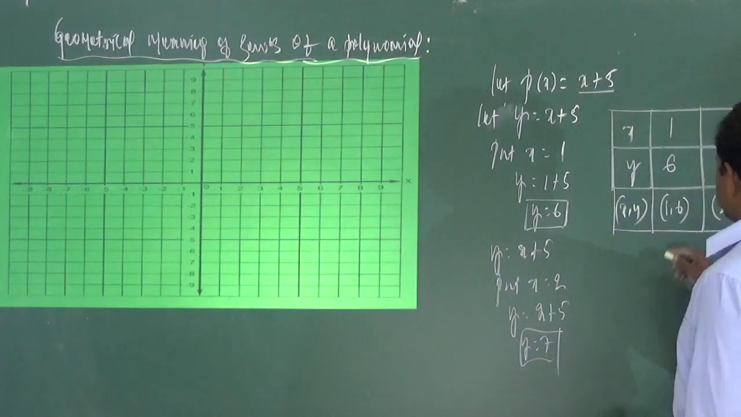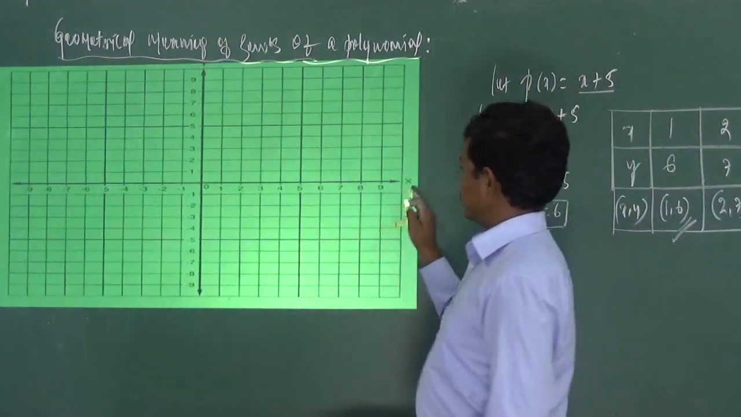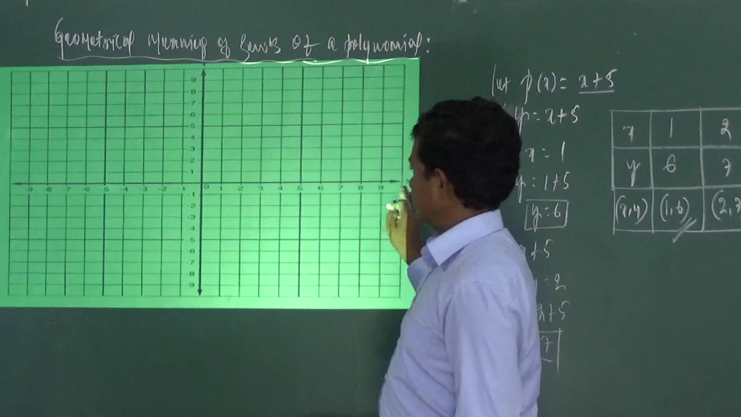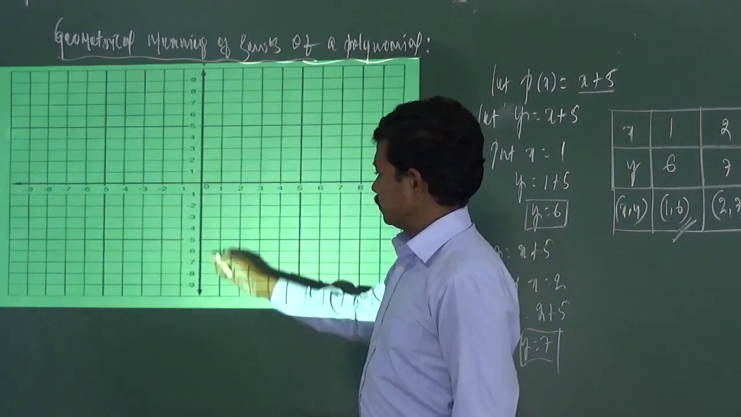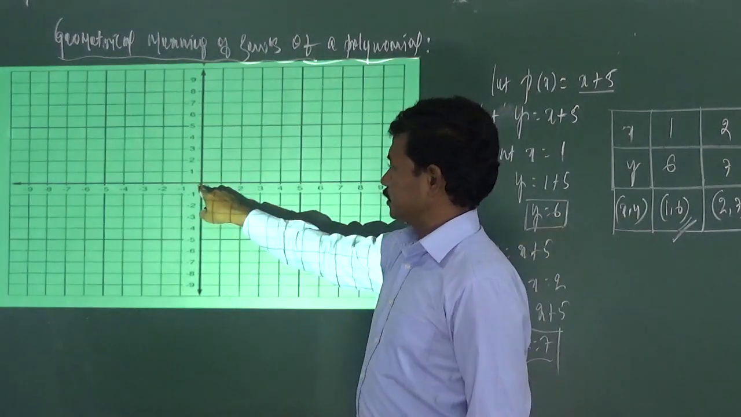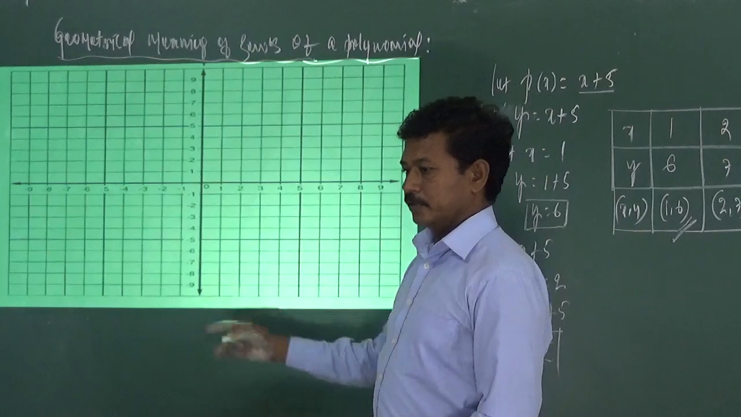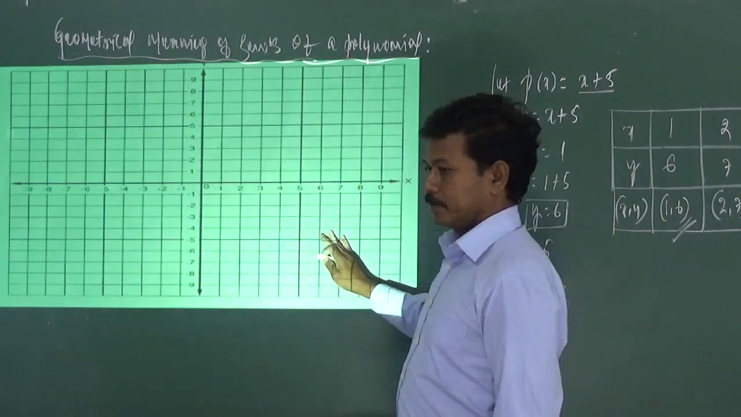Okay, let us plot the points now. So 1, 6. This is the x-axis, which is the horizontal line, and this is the y-axis, which is the vertical line. The two axes meet at a particular point that is called the origin. You know all these things. This is the first quadrant, second quadrant, third quadrant, and the fourth quadrant.